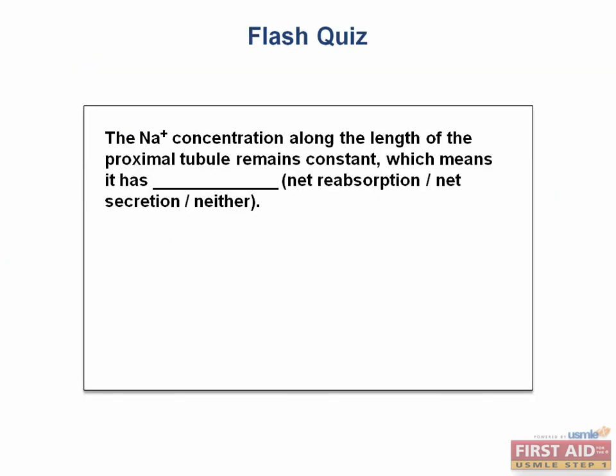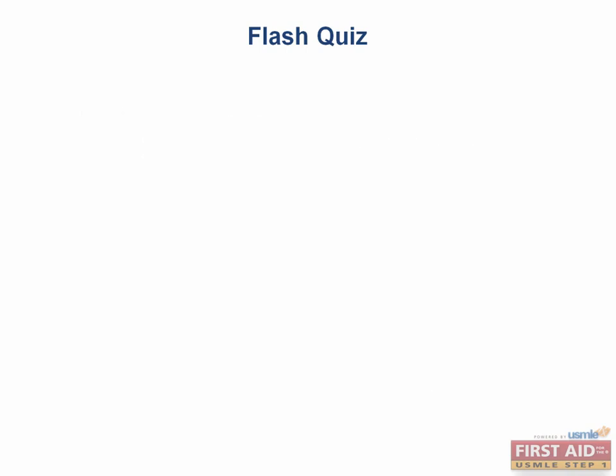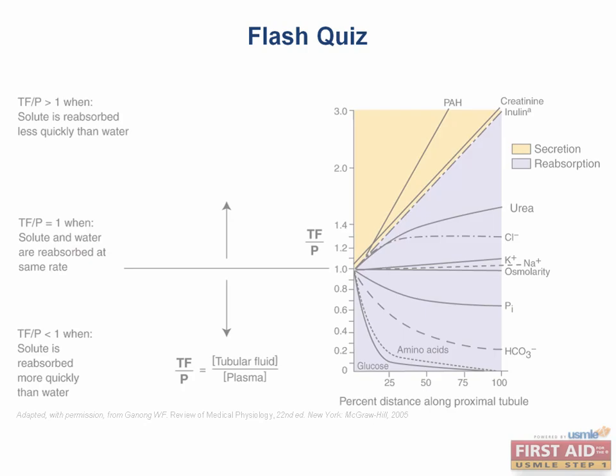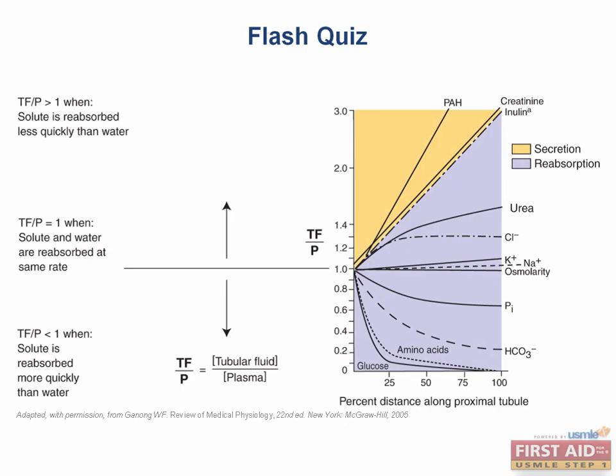Flash quiz. The sodium concentration along the length of the proximal tubule remains constant, which means it has net reabsorption, net secretion, or neither. There will be net reabsorption. Let's take a look back at our graph of relative concentrations along the proximal tubule. Note that the TF to P ratio of sodium is very close to 1, and it's in the purple region, which means it's being reabsorbed.